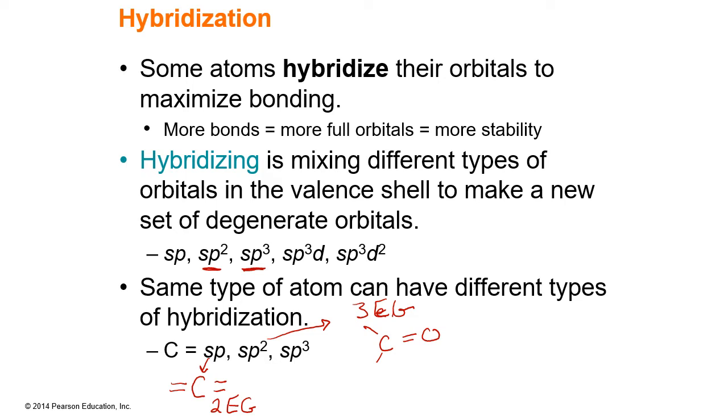Because we have 3 electron groups, we need 3 orbitals to combine. So it would be sp2. And if we want sp3, then we would have 4 single bonds to carbon, 4 electron groups. We need 4 orbitals to mix. So we would have 1s and 3p mixing to give us a total of 4 orbitals to put our 4 electron groups into.